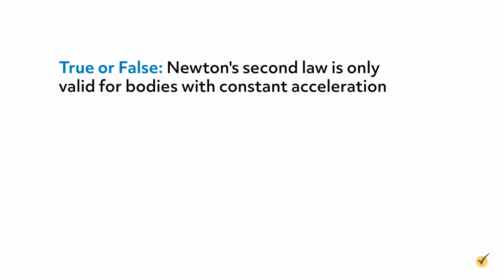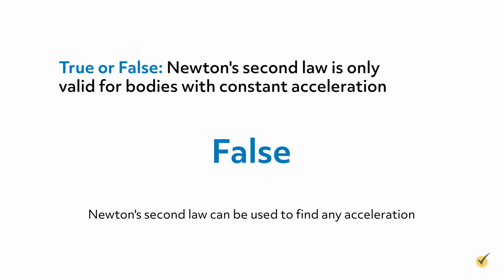Number 2, true or false? Newton's second law is only valid for bodies with constant acceleration. The correct answer is false. Newton's second law can be used to find any acceleration.